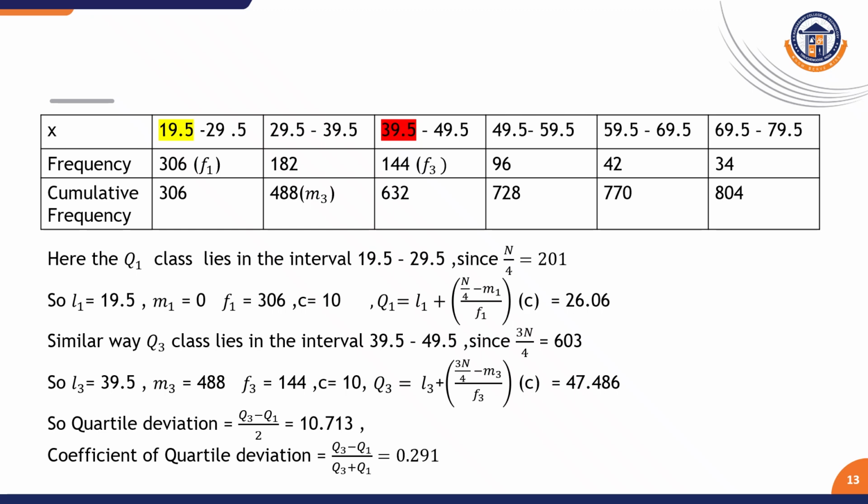In a similar way, the Q3 class lies in the interval 39.5 to 49.5, since 3n by 4 is 603, and the value nearest to 603 in the cumulative frequency is 632. So in this case, L3 is 39.5, M3 is 488, that is the previous cumulative frequency, F3 is 144, the corresponding frequency, and C equals 10, so we will get Q3 equal to 47.486.